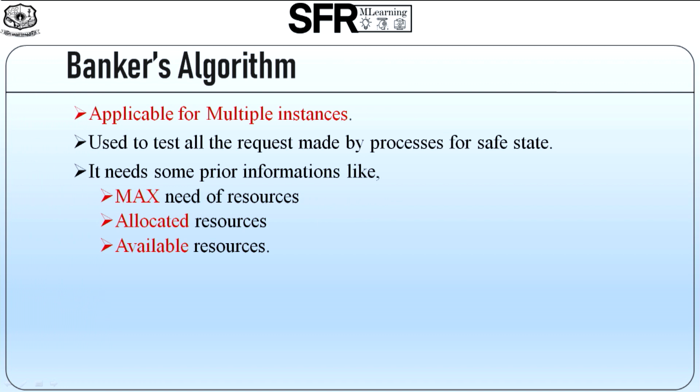For avoiding the deadlock, we have an algorithm called Banker's algorithm. This algorithm is applicable whenever there are multiple instances available for a particular resource. This algorithm is used to test whether the request by a process can be allocated or not, that is, it checks whether the system is in a safe state on accepting that request. So it needs some prior information: the maximum need of the resources by the process, the number of resources already allocated to the process, and the availability of the resources.